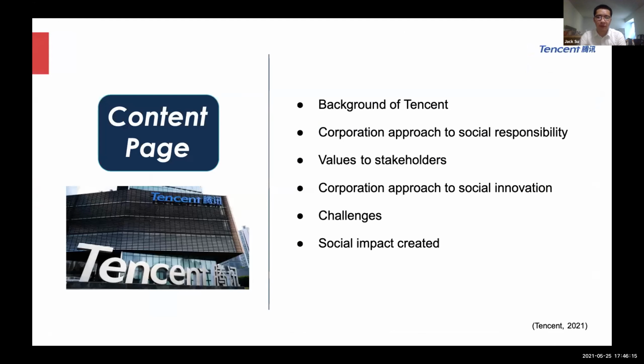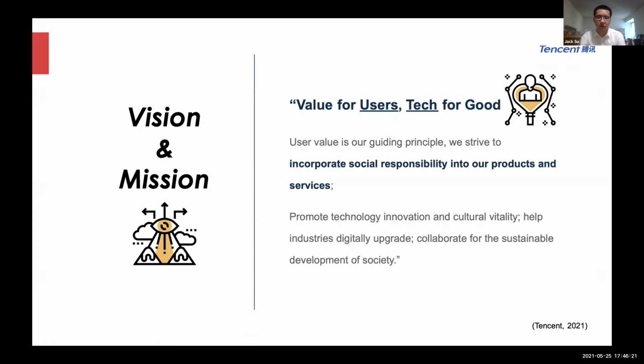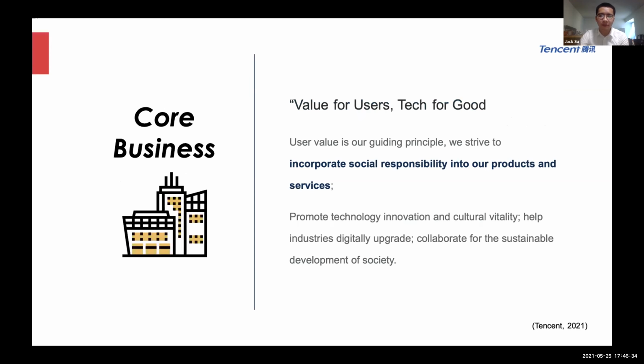So next slide, please. First of all, let's have a look at Tencent's corporate vision and mission. Values for users, tech for good. It's not hard to understand why Tencent puts so much emphasis on users and technology in its products and services. Then, building a quality internet. Next slide, please. Yeah, continue, next slide.